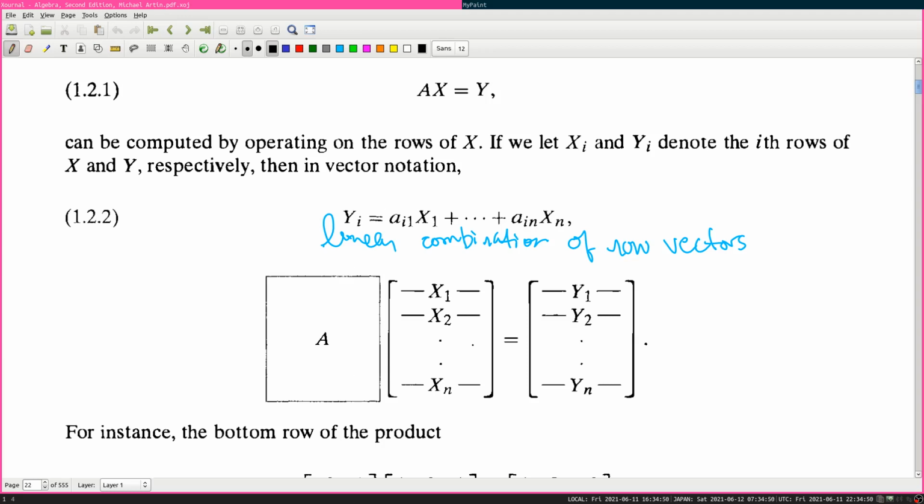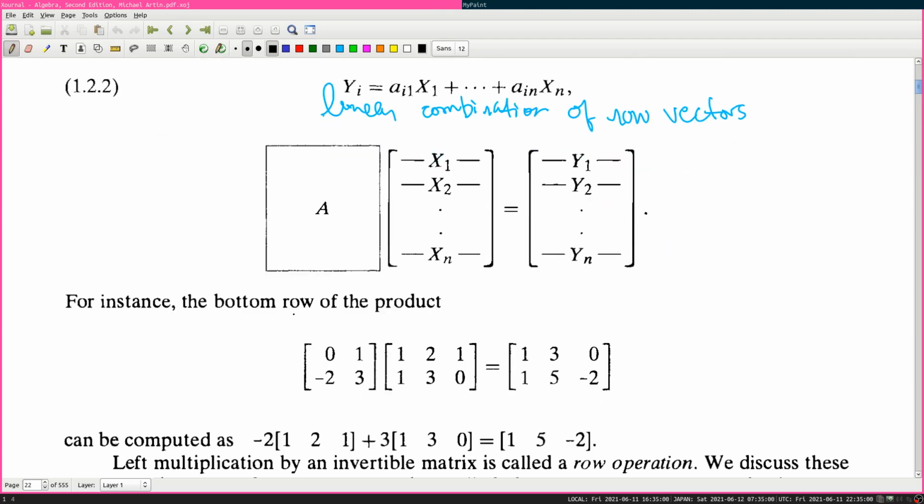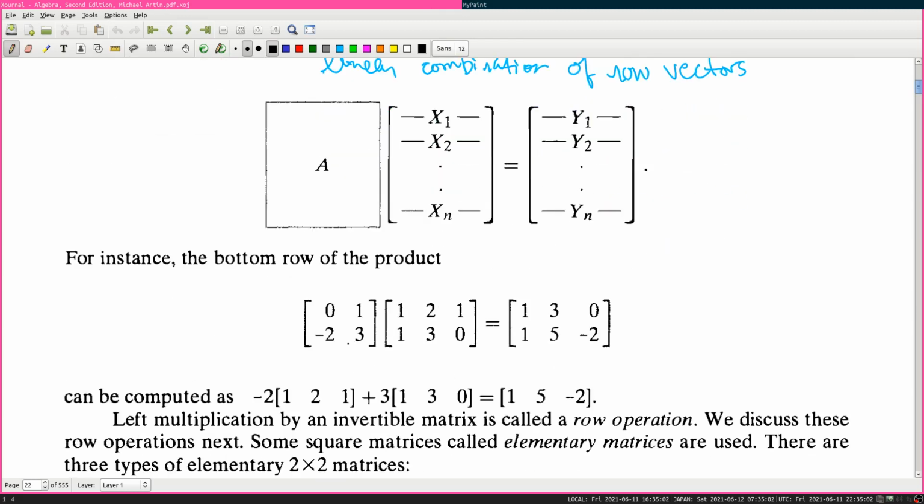Anyway, so it's a linear combination of row vectors. But all that's happening here is what I'm describing here. And I just don't know an easy way to say it. And so he's showing an instance. So for instance, the bottom row of the product. So we take the, let me switch to Control-Z. Sorry, I used two different programs and they have two different sets of keyboard shortcuts. For instance, the bottom row of this product.